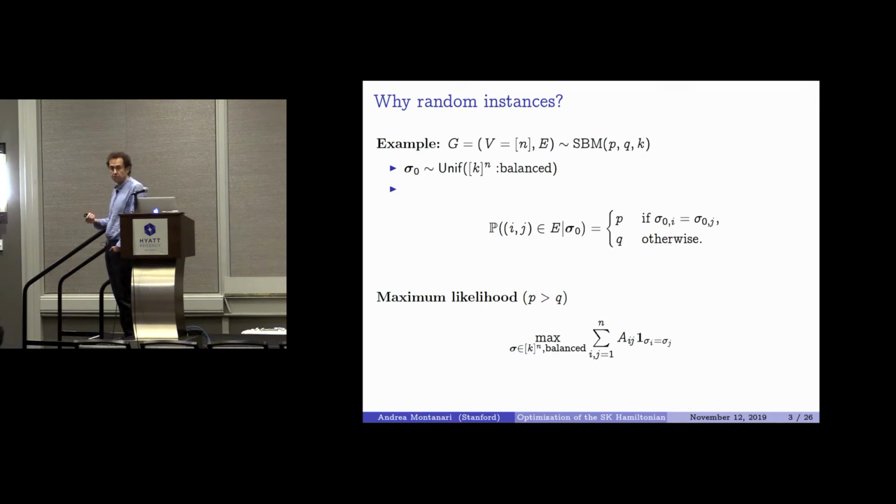Now, this problem is well understood when p and q are very well separated, where the signal is very strong, so somehow there is a unique global optimum that is much better than all the rest. But I'm interested here in the opposite regime in which there is not a strong signal and data is very noisy. So possibly there are many optima that are equally good, or roughly equally good.